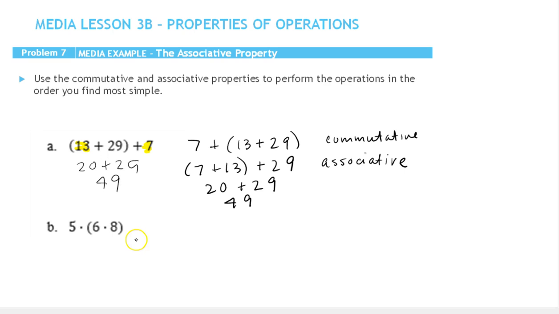Let's look at the next one with multiplication. So we have 5 times 6 times 8 in parentheses. And we're supposed to multiply the 6 times 8 first. Now I'd really like to multiply the 5 with something first. And the reason is when you multiply numbers by 5, it ends in a 5 or a 0. And since these are even, I know it's going to end in a 0. So I am going to use the associative property to say I'm going to multiply 5 times 6 first.